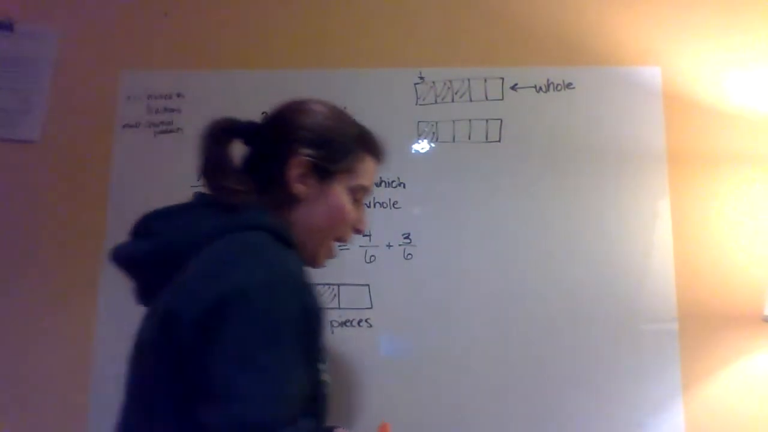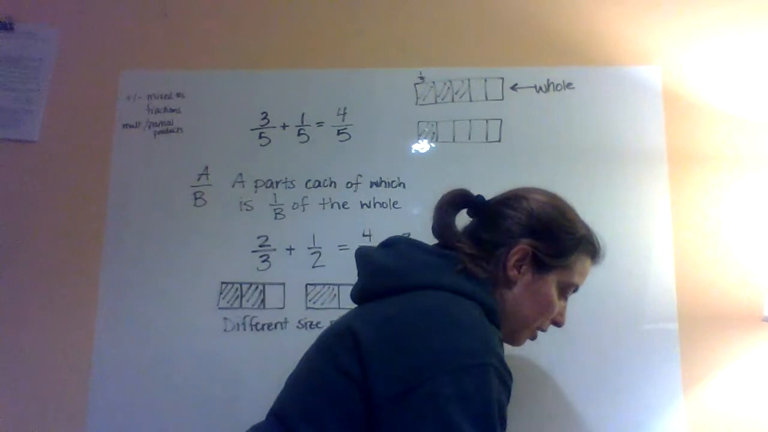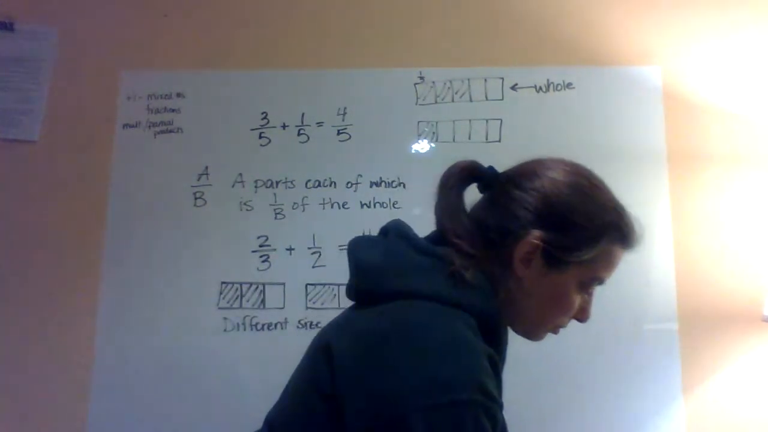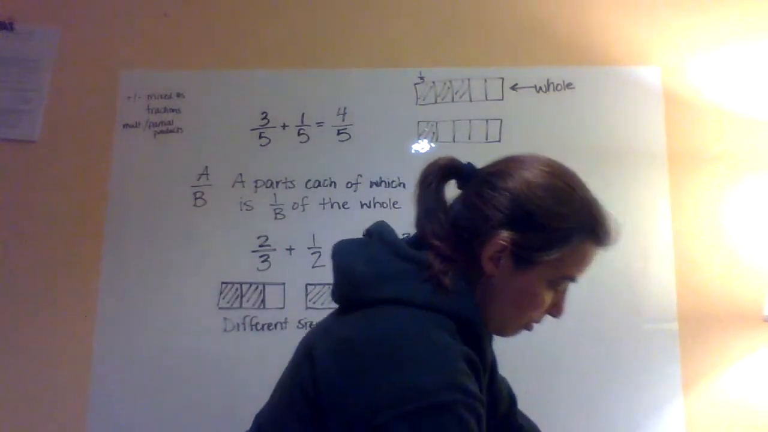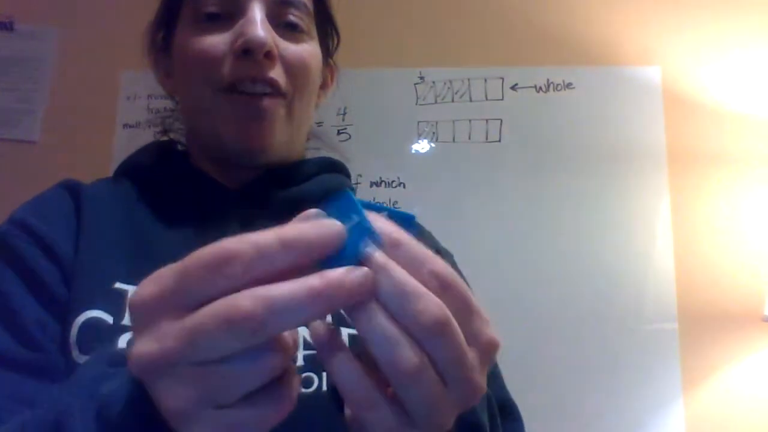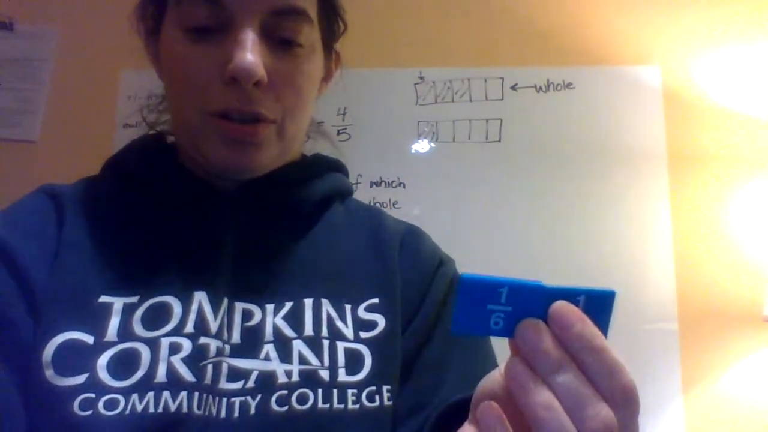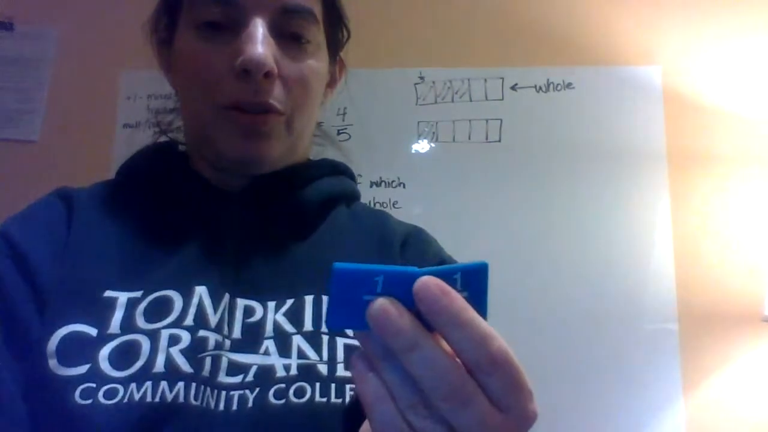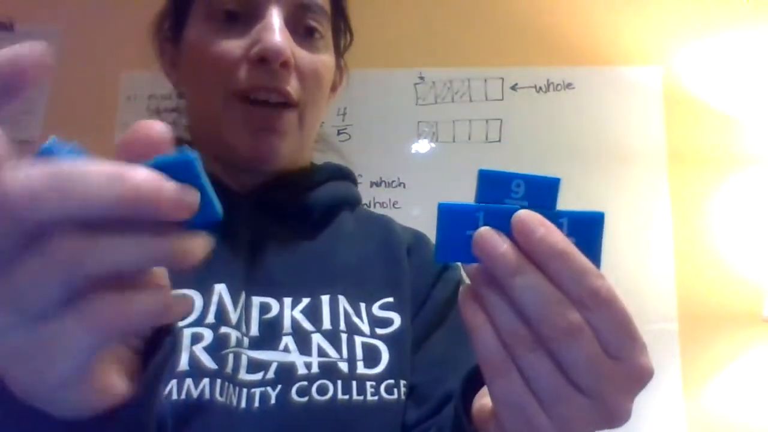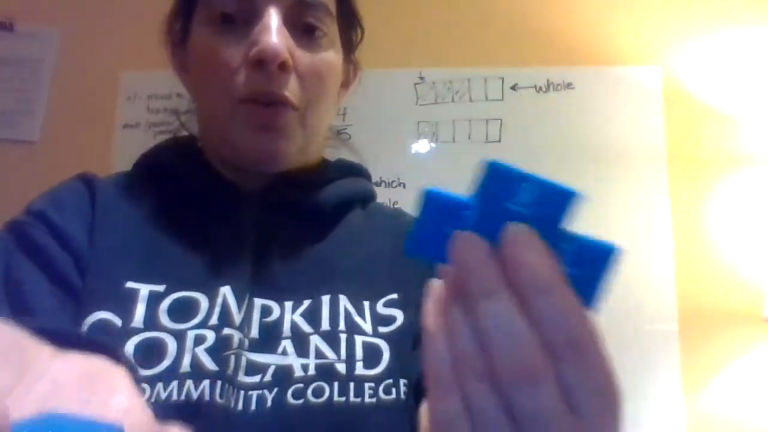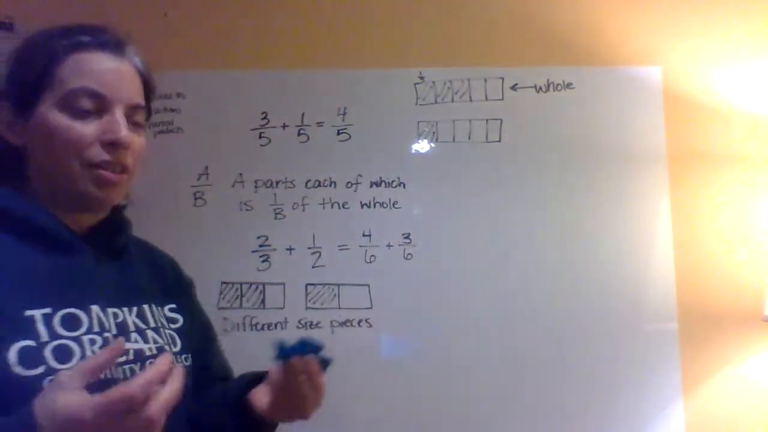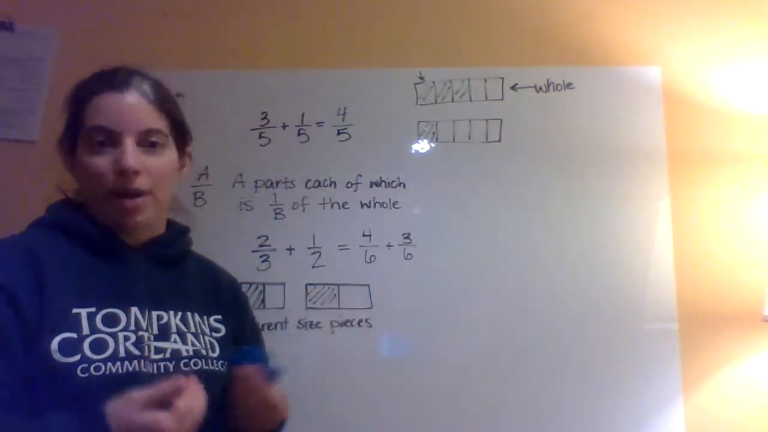then now I can add those. If I have 4/6, so 1, 2, 3, 4, that's my 2/3, and I have 3/6, well now it's easy to see that if I have 3 of the same size as these 4, I have 7 altogether of the same size. Whereas if I'm adding things of different sizes, I just don't have a good name for it or a good way to put those together.